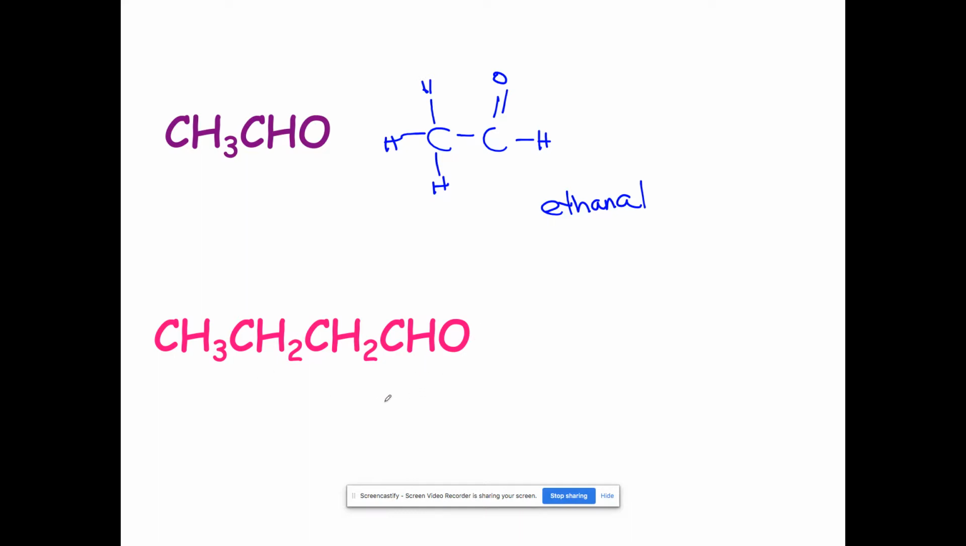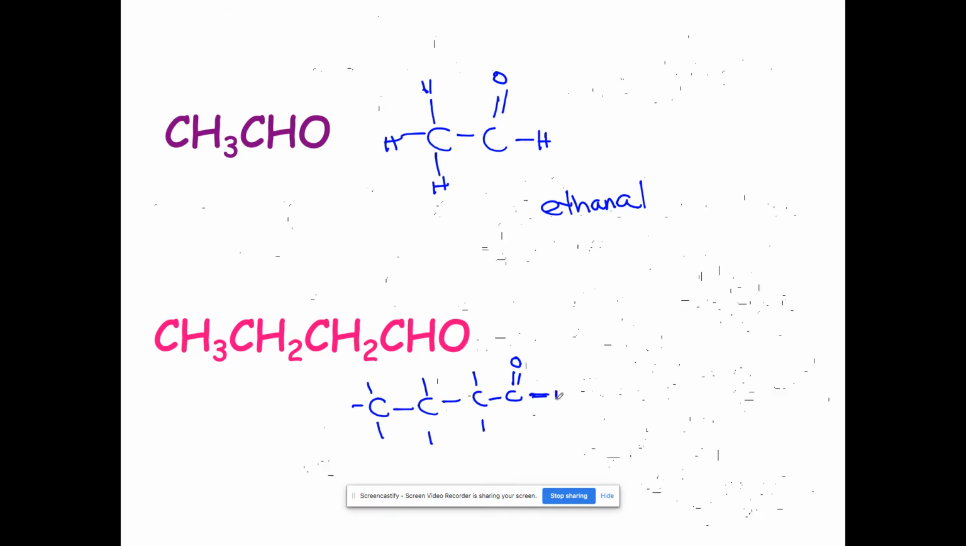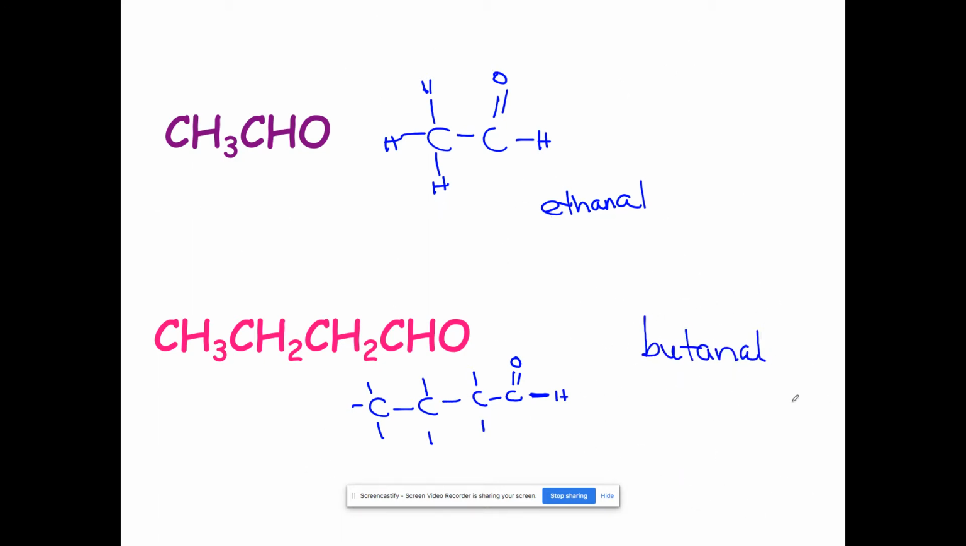Then I have CH3, CH2, CH2, C. I've only got 2 things coming, and I need 3 bonds. Gotta be this. That's an H. This is not a double bond. This is a single bond. Meth, eth, prop, but, butanal. Okay?